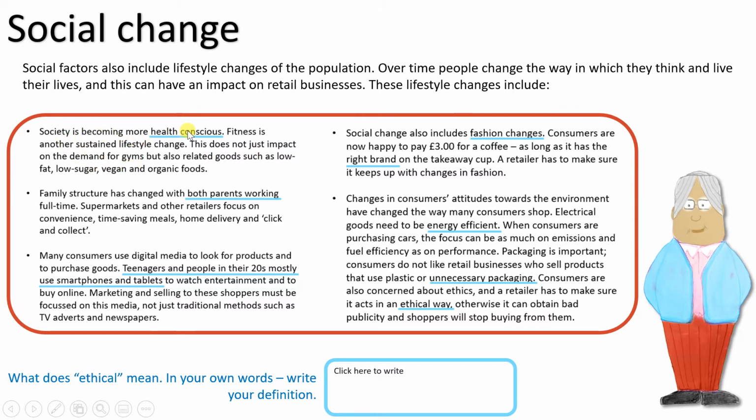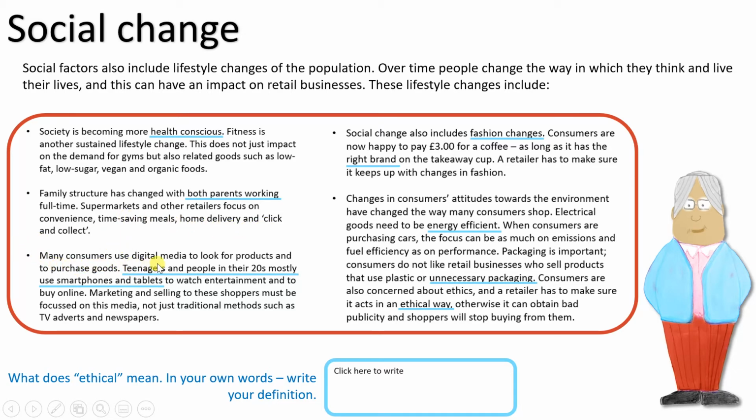Society is becoming more health conscious. Fitness is another sustained lifestyle change. This does not just impact on the demand for gyms, but also related goods such as low fat, low sugar, vegan and organic foods. Family structure has changed with both parents working full-time. Supermarkets and other retailers focus on convenience, time-saving meals, home delivery and click and collect.